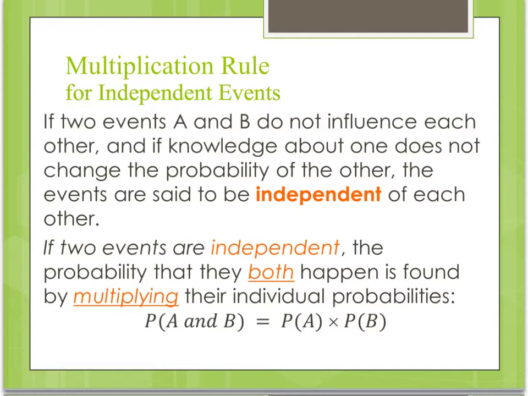So if two events do not influence each other, they're said to be independent of each other. And if they're independent, the probability that they both happen you get by multiplying their individual probabilities. So the probability of A and B, that part where they overlapped in that Venn diagram, is the product of their two individual probabilities.